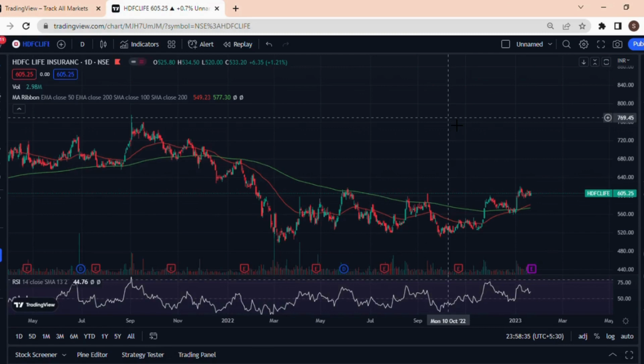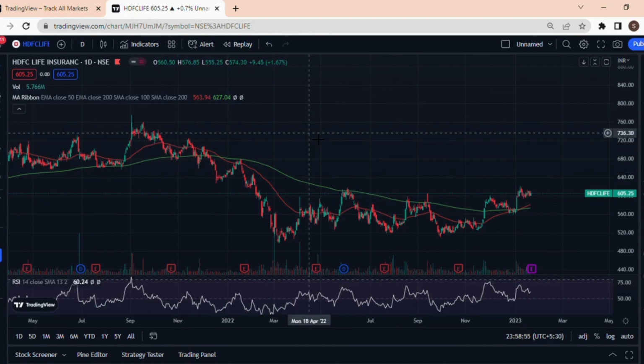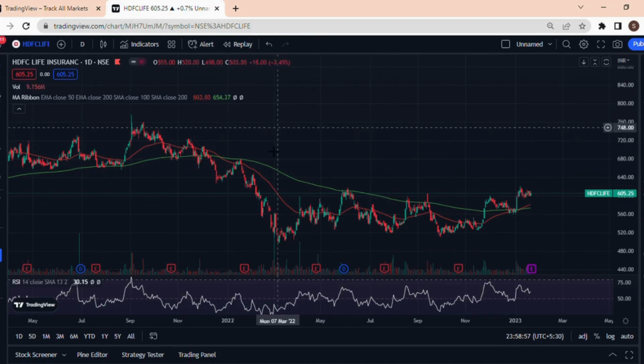Hey everyone. So today I'm going to discuss the chart of HDFC Life. We are going to discuss a daily chart of HDFC Life and see if there is any opportunity to take a long or a short trade in HDFC Life. So to begin with, here I have the daily chart of HDFC Life opened up in TradingView.